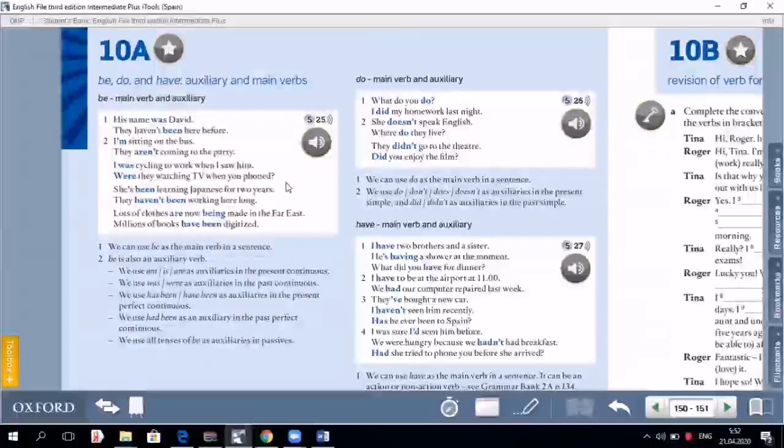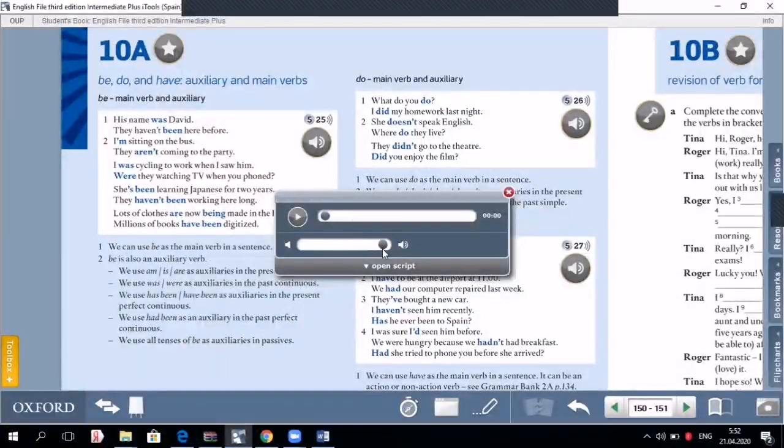First, let us listen to some sentences here. Yeah? 5.25. 1. His name was David. They haven't been here before. 2. I'm sitting on the bus. They aren't coming to the party. I was cycling to work when I saw him. Were they watching TV when you phoned? She's been learning Japanese for 2 years. They haven't been working here long. Lots of clothes are now being made in the Far East. Millions of books have been digitized.